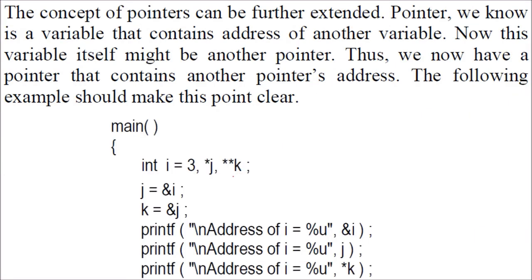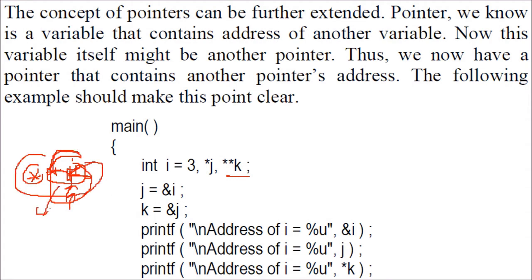So now we will take one more example. This is **k. Let us take it as k. This gives you the value at k, where k is an address. Now the value at k will give you the value at this address. First there is one address, then we have one more address. So that will be the value of an address of an address. So this is the address of k. I hope you got the idea.